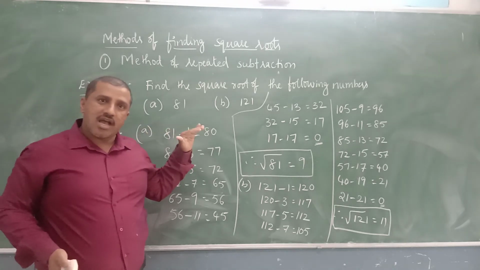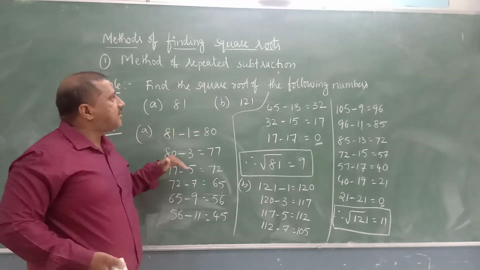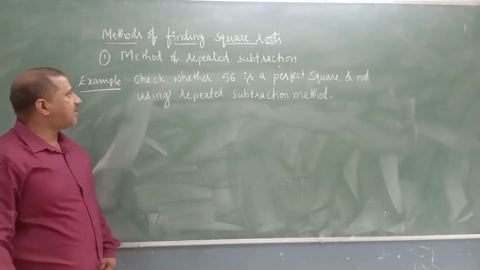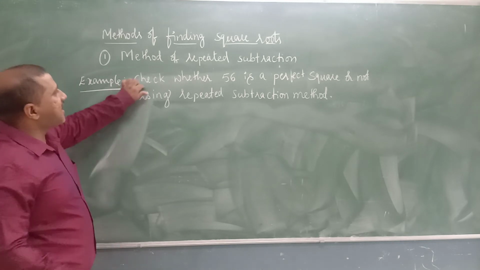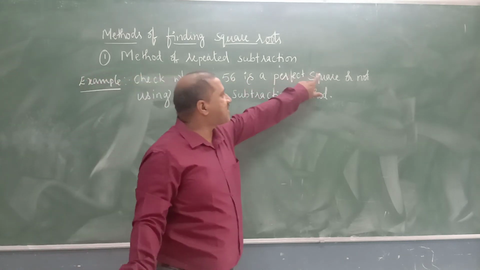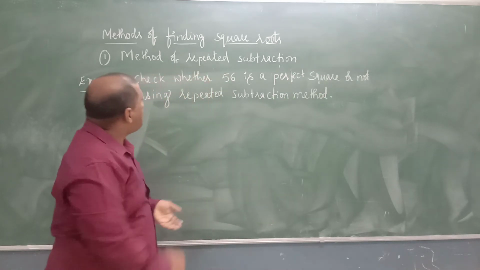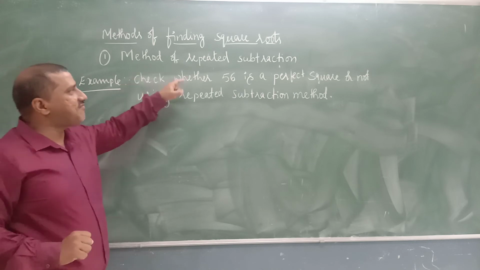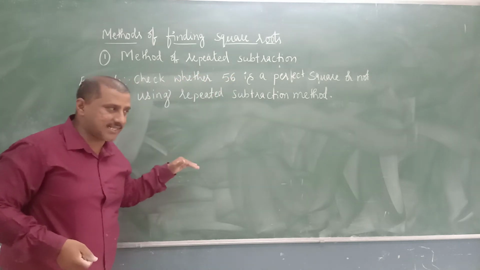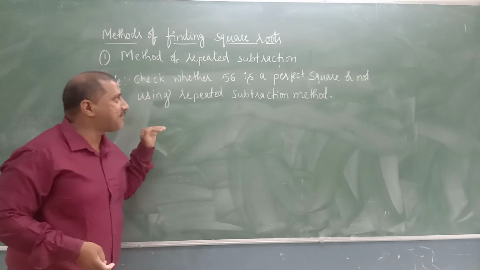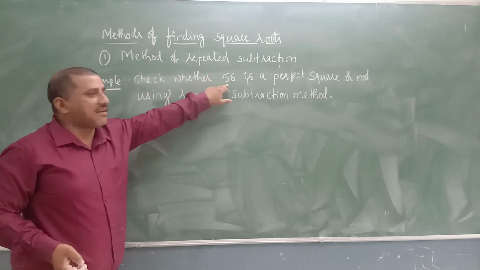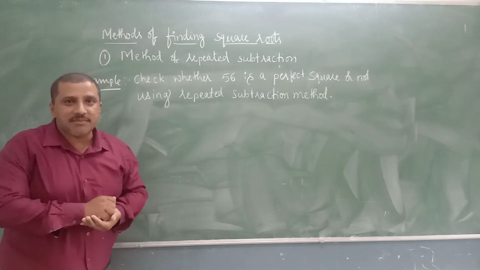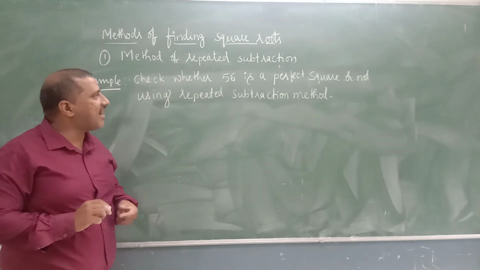So I hope you understood my topic. The prime factorization method we will discuss in the next class. Right. Next we will discuss one more sum. Check whether 56 is a perfect square or not by using the repeated subtraction method. We have different methods to check this, but we are using the repeated subtraction method.